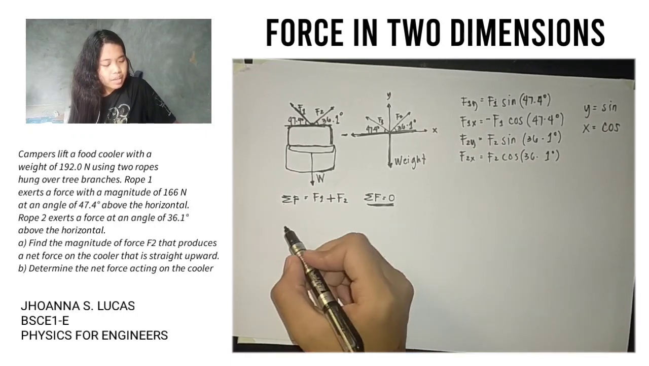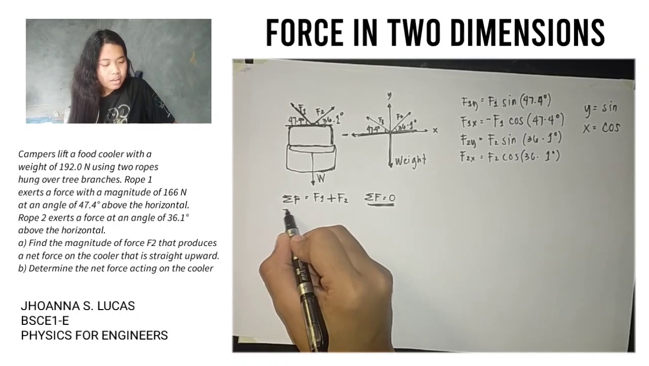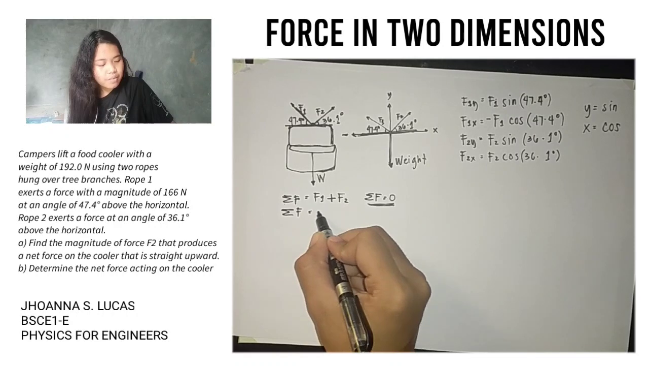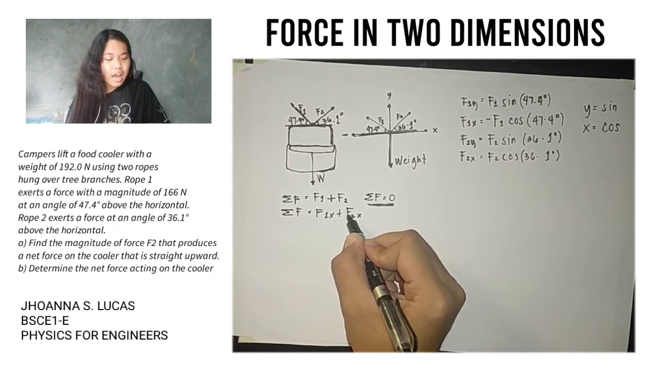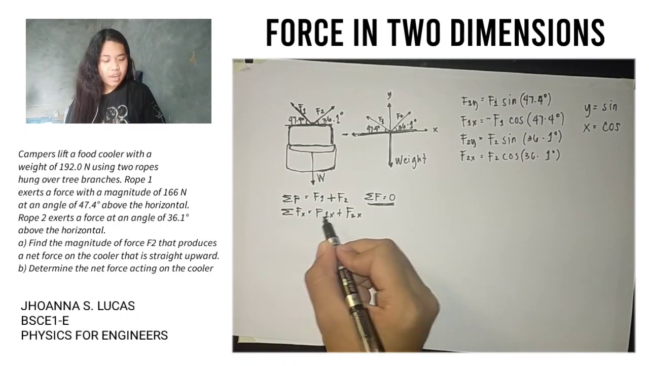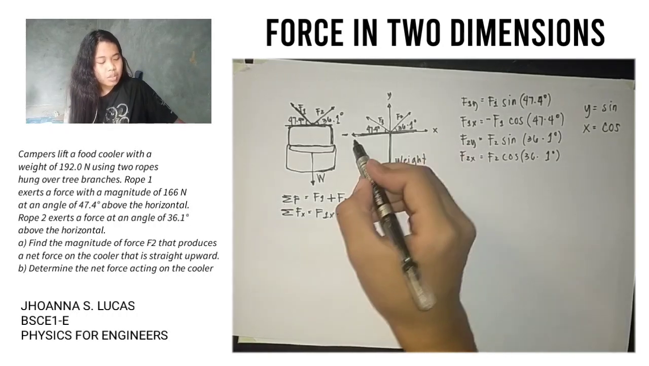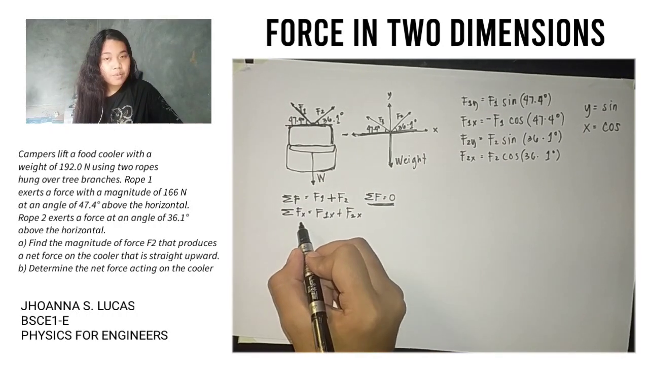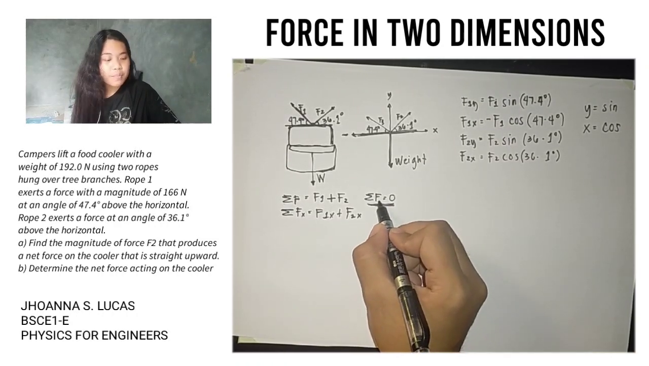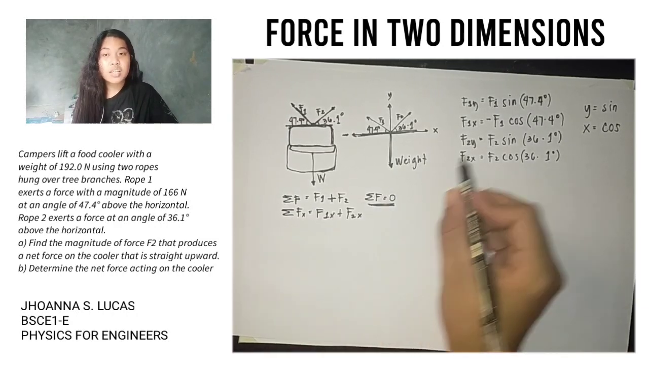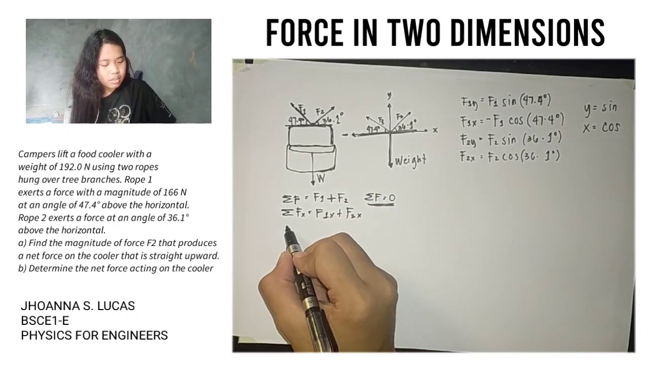Our formula will be summation of F is equal to F sub 1x plus F sub 2x. We are finding the forces in F sub x, or in the x-axis. So we will substitute it now. Here we have F sub 1x is equal to negative F sub 1 times cosine of 47.4 degrees. We will just substitute it.